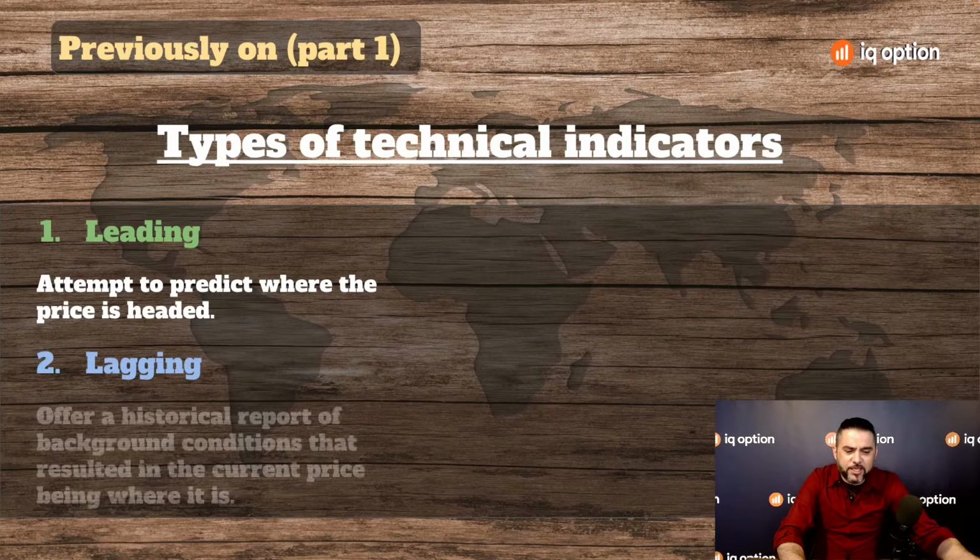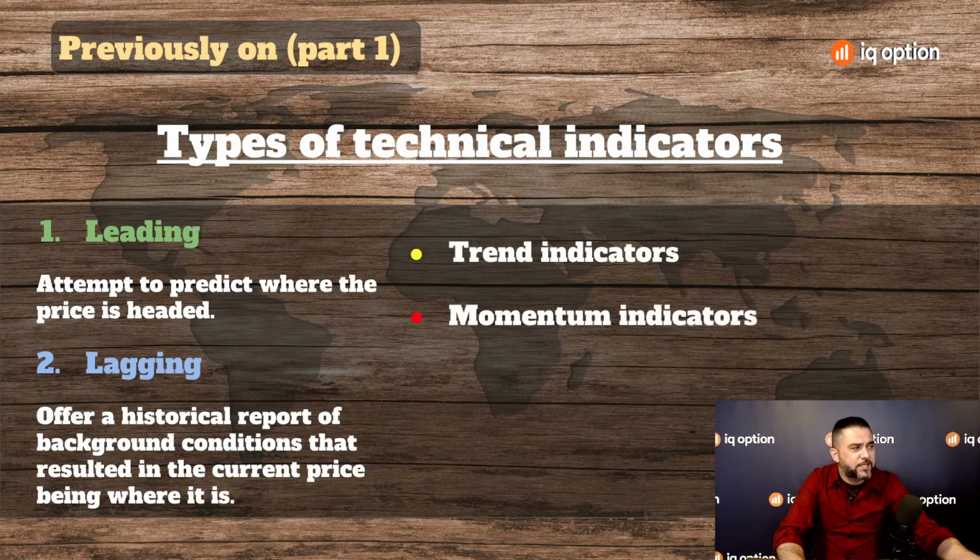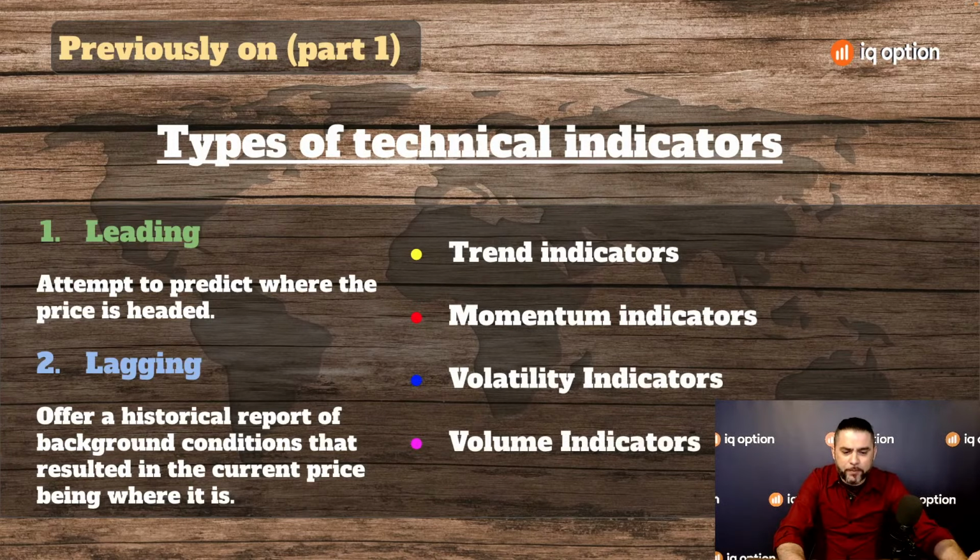And then there is the lagging indicators. These offer a historical report more or less of where the markets were, how the price went from where they were to where they are right now. So very good stuff there. Then we split these two categories into 4 subcategories with trending, momentum, volatility, and volume indicators. If you haven't watched it, and you've got another 30 minutes free after the webinar, just go and watch that one too, and hopefully you'll find it very useful.